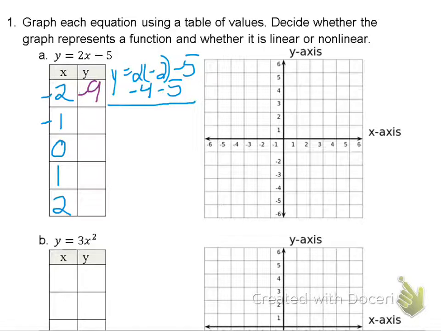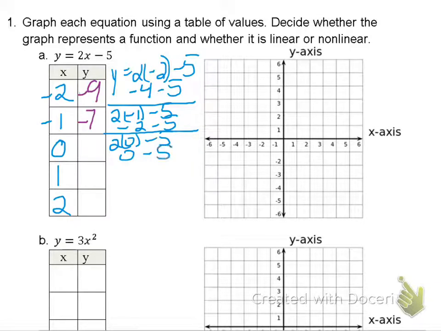If we fill in negative 1, we'd have 2 times negative 1 minus 5, which would be negative 2 minus 5, and that would be negative 7. If we fill in 0, we would have 2 times 0 minus 5. And 2 times 0 is 0, so 0 minus 5 is negative 5.